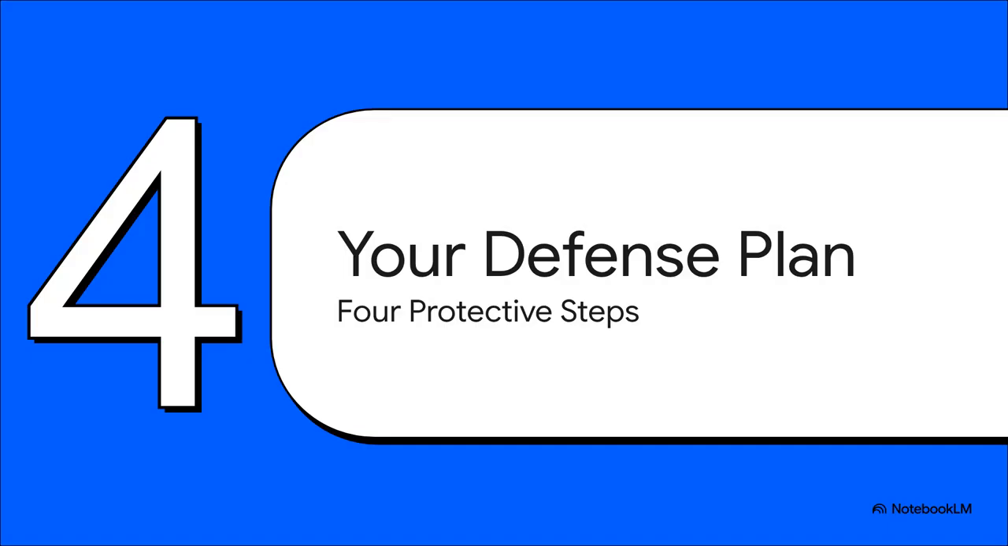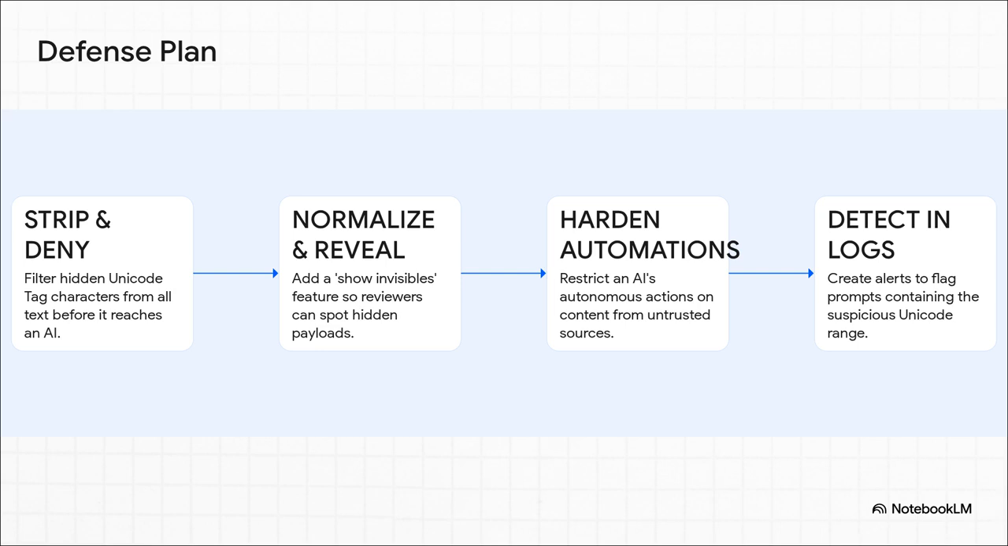So the big question is, if a fix isn't coming from the provider, what can you actually do to protect yourself and your organization? Well, the good news is there's a pretty clear 4-step plan that can help defend against this. First up, just strip these invisible characters out of any text before it ever gets near an AI. Simple enough. Second, give your human reviewers a Show Invisibles button so they can actually see if something shady is hidden in the text. Third, and this one's a biggie for Workspace users, you've got to limit what an AI can do on its own with untrusted stuff, like emails from outside your company. And finally, set up your system logs to detect and flag these suspicious characters whenever they show up.